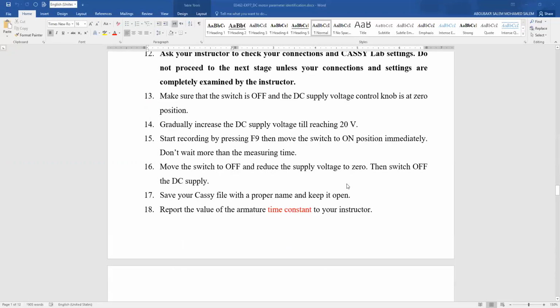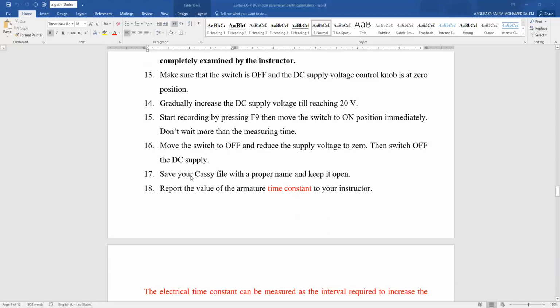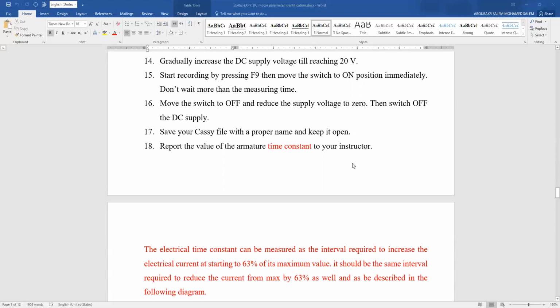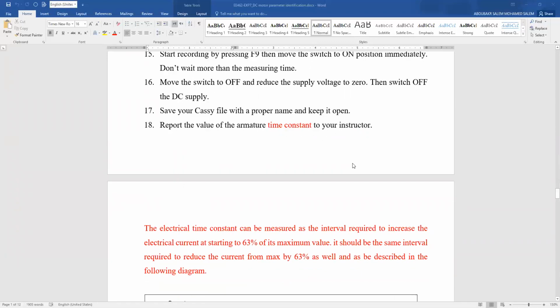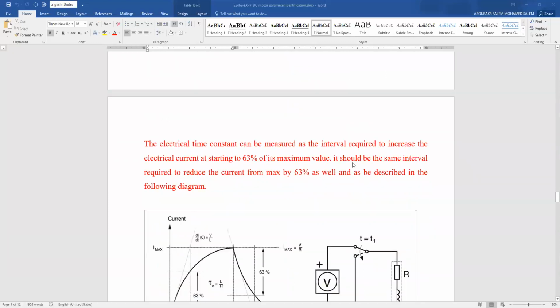After that, move the switch off and reduce the supply voltage to 0 again. Then switch off the DC supply. Then we are going to save our CASI file and keep it open. And we need now to report the value of the armature time constant. How can we do that?